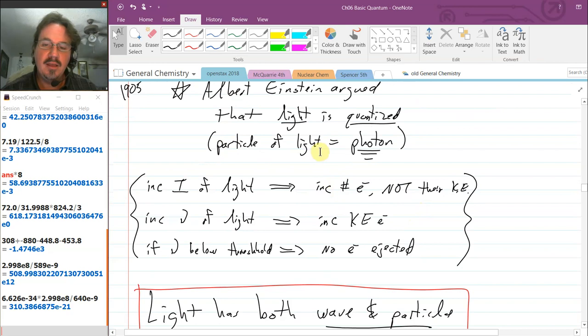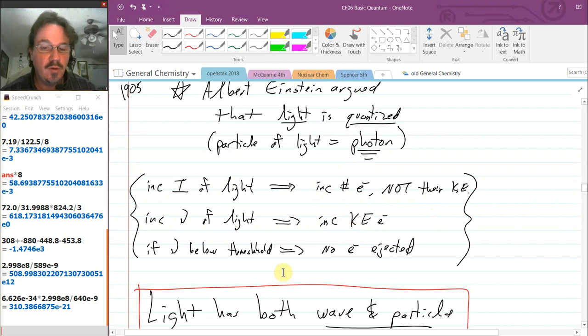This particle of light, again, is called a photon. Under Einstein's explanation, photons carry a quantized amount of energy, and therefore the metal can absorb a quantized amount and then release an electron. If you increase the intensity, the number of electrons increases, but not their kinetic energy. We talked about that before in the graph. If you increase the frequency, you increase the kinetic energy.